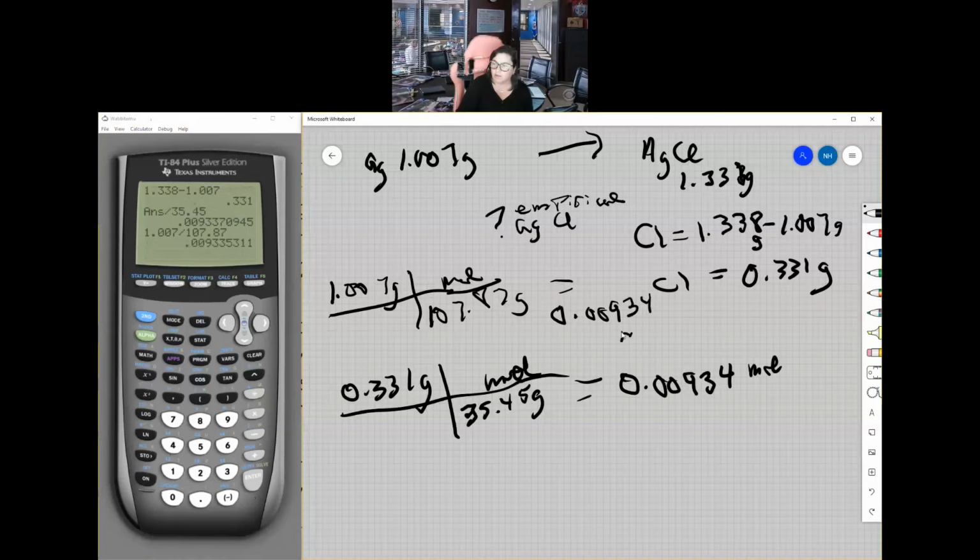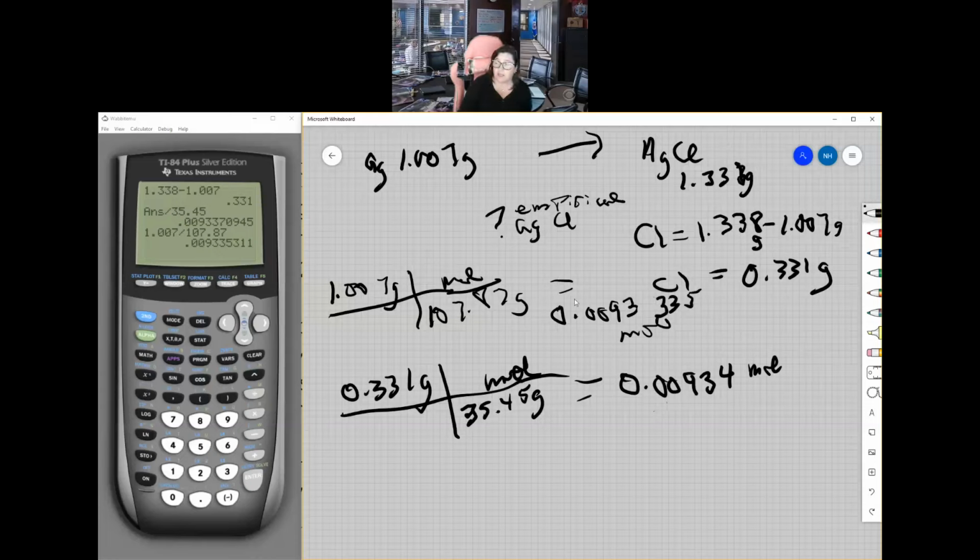0.00934 if I round to 3 sig figs. Well, technically, I shouldn't round that to 3 sig figs. I should leave this as 335, because that number I have there is 4 sig figs. But does it really matter? I doubt that. They're very close to each other.